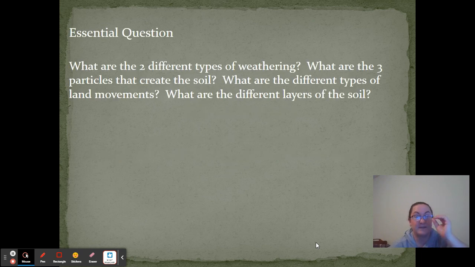Some of the essential questions that we can talk about are: What are the different types of weathering? What are three particles that create the soil? What are the different types of land movement? And what are the different layers of soil?